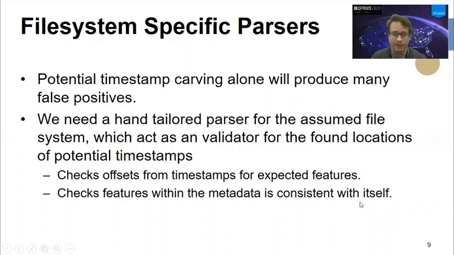An example of this is for inodes. An inode has an attribute which shows the length of the file, but also has an attribute which shows the number of sectors that the file takes up. We just make sure that these two values are consistent.